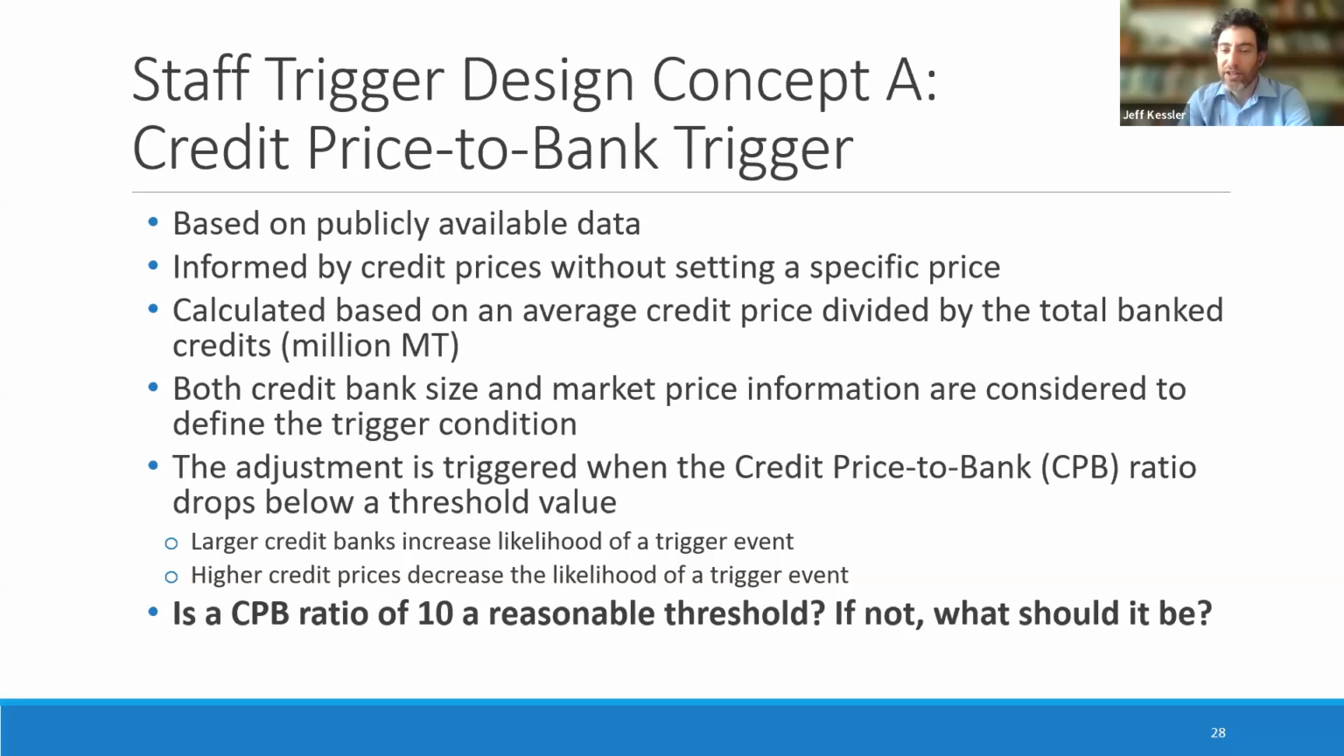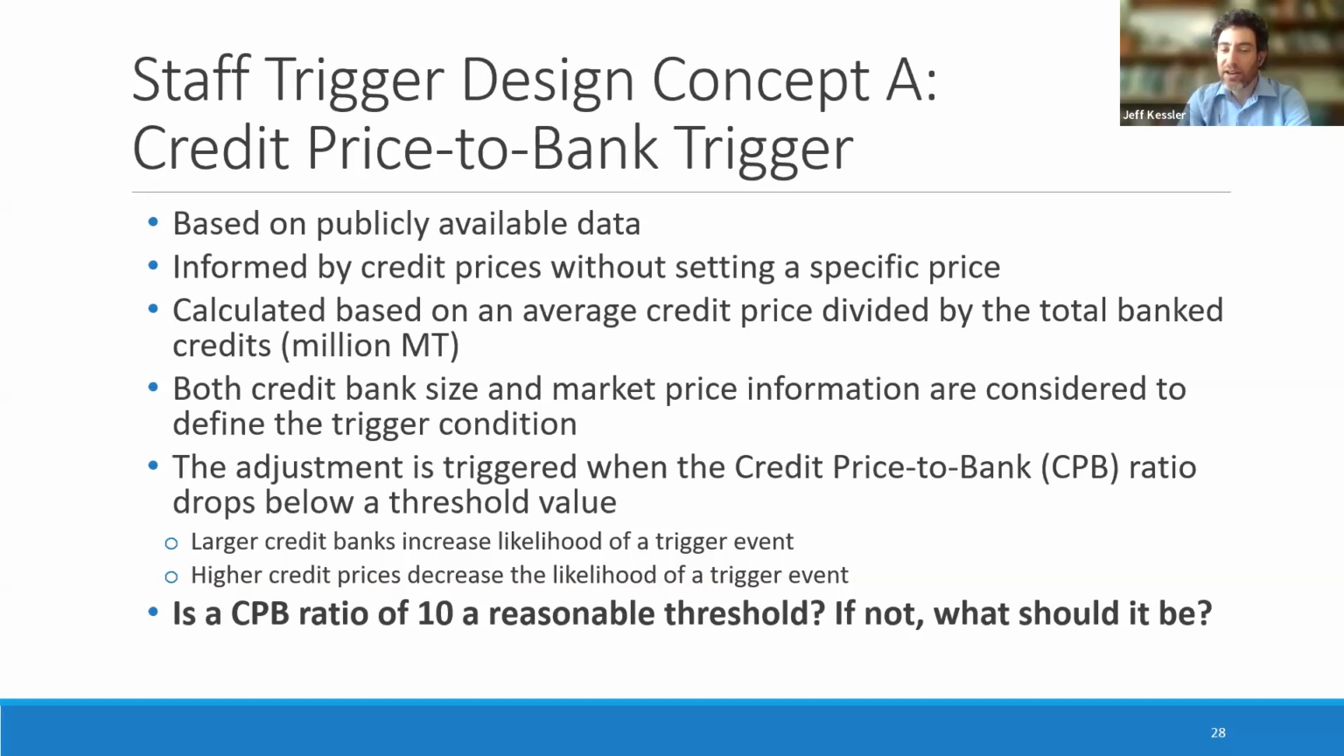Because this metric is a ratio, it means that both the credit bank as well as the credit price will inform when a trigger event occurs. This would allow the credit bank to grow if credit prices are high, and would act to reduce the size of the credit bank in the event that credit prices are low, a sign that the market does not anticipate needing additional credits in the future.